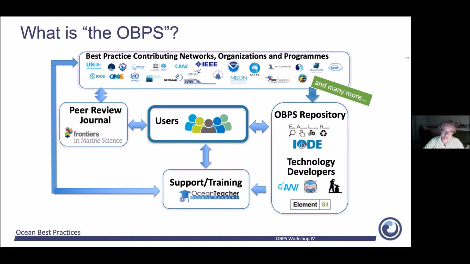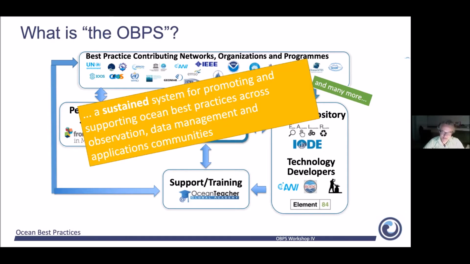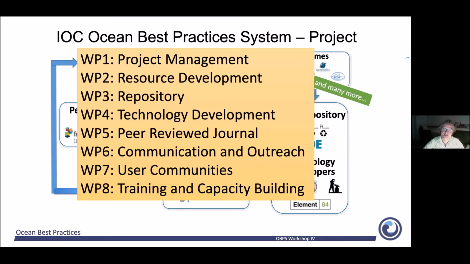So, in a nutshell, we can say OBPS is a sustained system for promoting and supporting ocean best practices across observations, data management, and applications. There's also an IOC Ocean Best Practices System project, and that project naturally is structured around all these different elements. Project management is one work package, then resource development, repository, technology development, the review journal, communication and outreach, user communities, and training and capacity building.